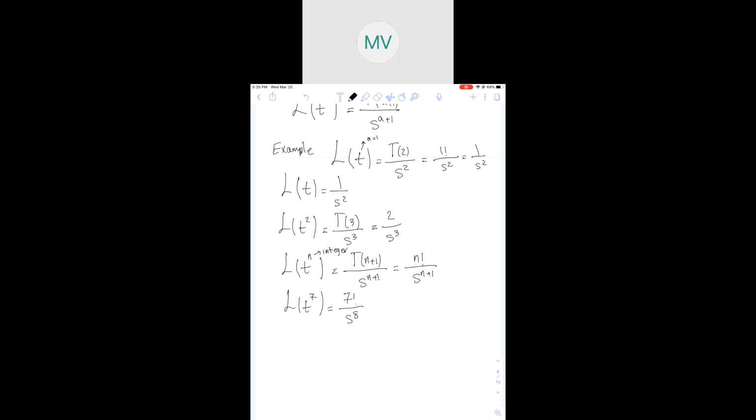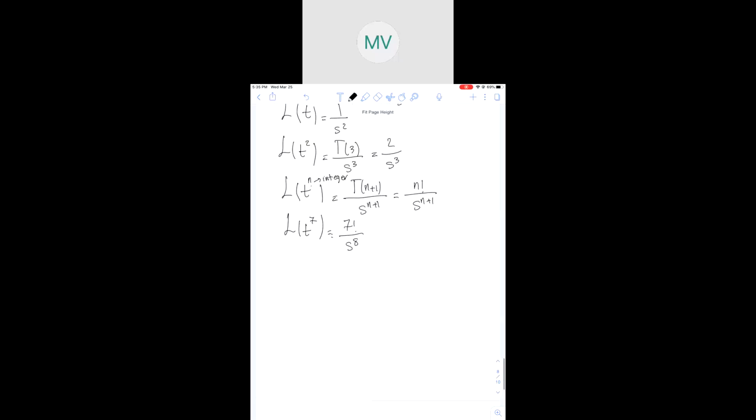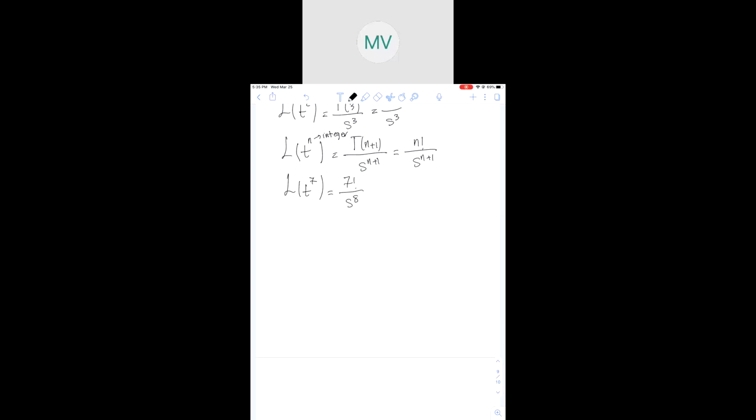All right, let me summarize. I'm not able to finish 10.1, so we'll continue the rest of that on Monday. We still want to figure out, for example, what's the Laplace of sine of t, Laplace of cosine of t.